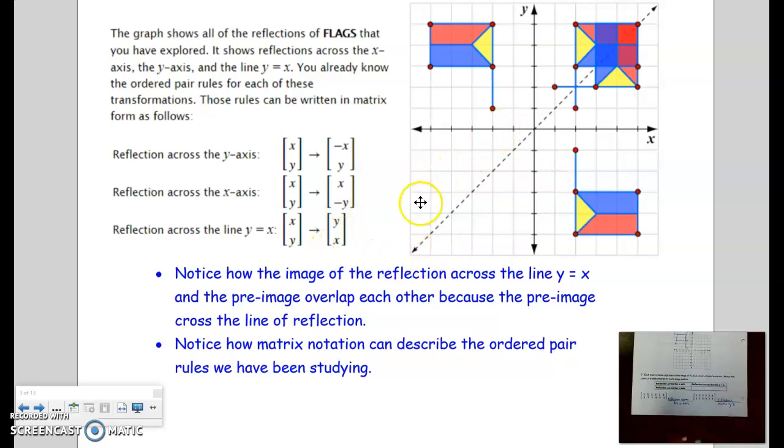Now, if you look at the drawings here, I want you to notice that up here, when we reflect across the line y equals x, do you see how the pre-image and the image overlap each other? And that's because the original flags crossed that line of y equals x. So that's what caused that overlap up there. Okay? So these in matrix form should look just like our ordered pair rules that we've been studying. It's just instead of writing them as points in parentheses, we're writing them as matrices inside these brackets.